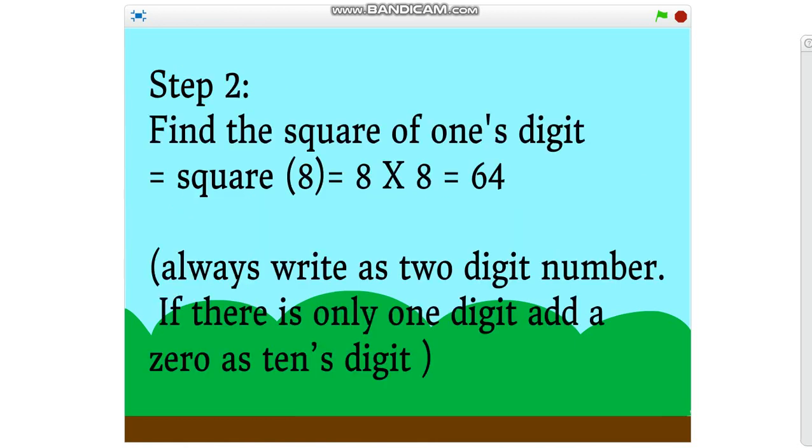Step 2. Find the square of the ones digit. Here the ones digit is 8. So 8 times 8 will give us 64. Here there is no necessity to add a 0 because already you have a 2-digit number. So let us not add any 0. So 64 is the answer in step number 2.